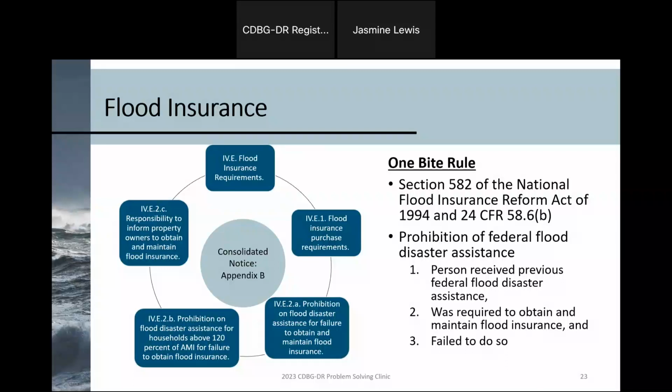So it's important for the grantee to communicate those requirements to the property owner, so that way they don't find themselves in a position that they won't be able to receive funds in the future. And in addition, being able to analyze that. So as you're taking a look at your applicants for your programs, verifying if they are or are not meeting the one-bite rule and are eligible to receive those funds.